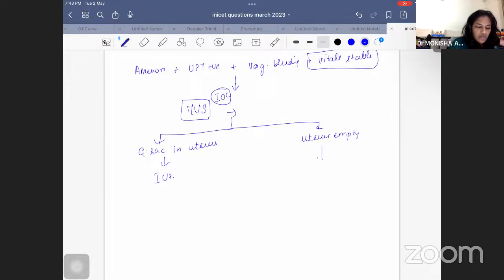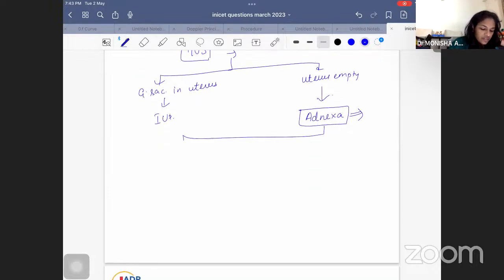If you are seeing that the uterus is empty, then you will turn your probe and see your adnexa next. Once you finish seeing the uterus, the adnexa is to be looked at, it's very, very important. If you see a gestational sac with cardiac activity in the adnexa, it will point towards your diagnosis of ectopic pregnancy. But if you're seeing the adnexa is normal, in the sense you're not seeing any gestational sac, no signs of any pregnancy in the adnexa, then what is your next step of action?